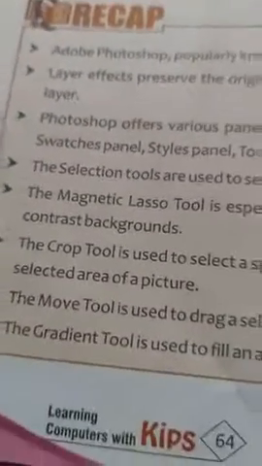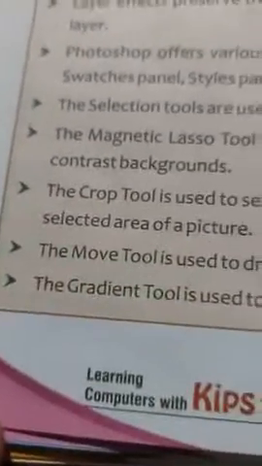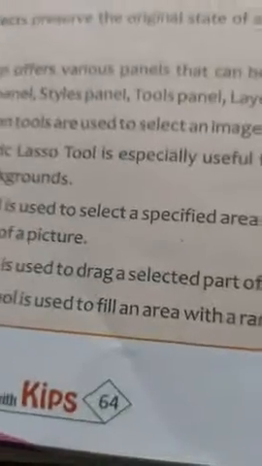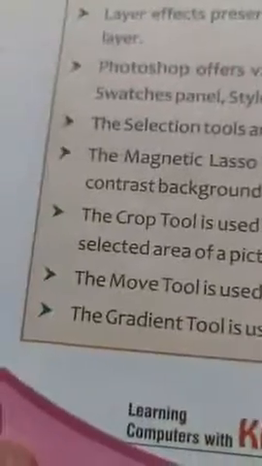The crop tool is used to select a specified area that you want to focus on and remove the unwanted part outside the selected area of a picture. The move tool is used to drag a selected part of an image to a new location in the image. The gradient tool is used to fill an area with a range of colors in a specified pattern.